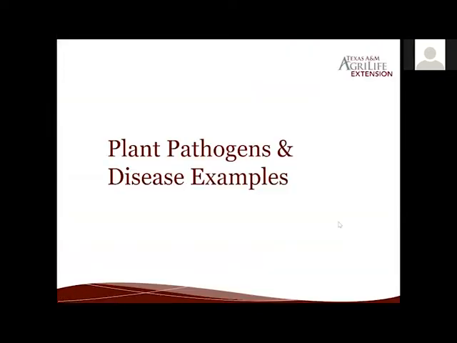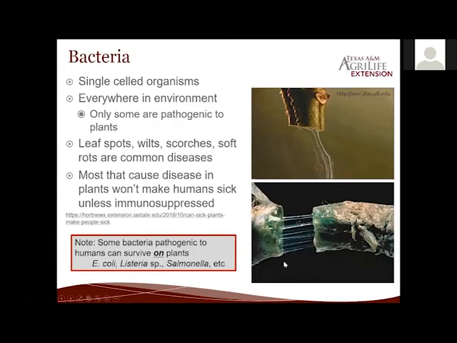All right, so plant pathogens and disease examples. First we're going to talk about bacteria. These are single-celled organisms. They are everywhere in the environment, but only some are pathogenic to plants. Leaf spots, wilt, bacterial scorches, and soft rots are all very common with bacterial diseases. Most that cause disease in plants will not make humans sick.